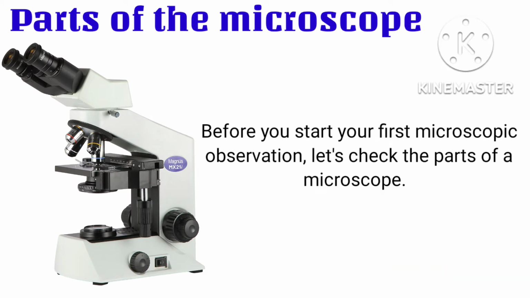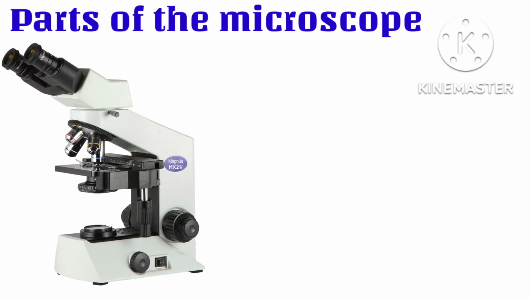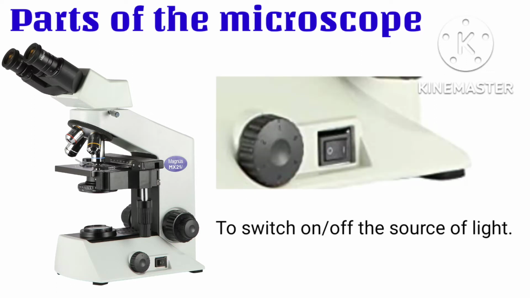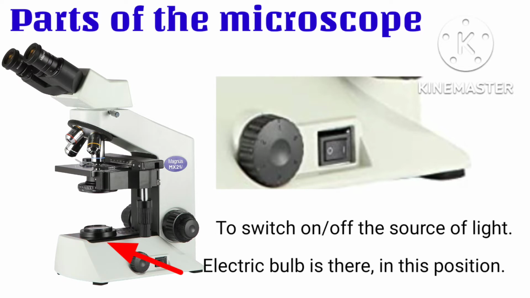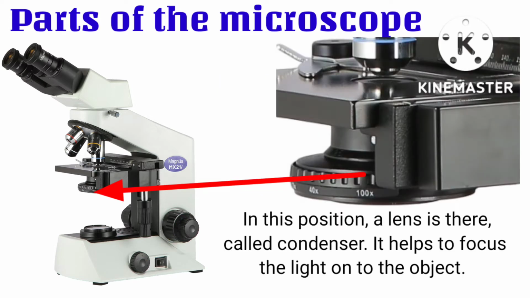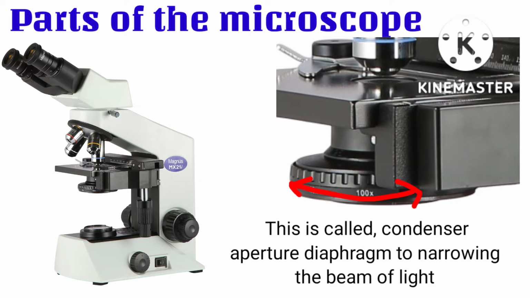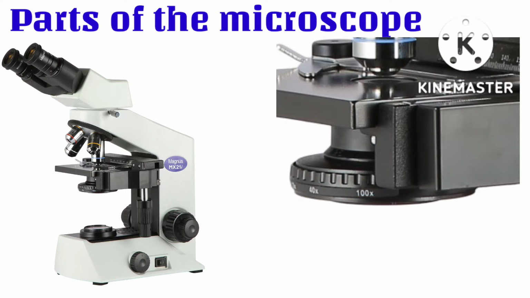First, let's have a closer look at each and every part of the microscope. This is the power on off switch. You can switch on or off the source of illumination using this. A wheel is also attached here to control the light intensity. The light will pass through this lens called condenser. The function of the condenser lens is to focus the light onto the object. An aperture is also there in this position to narrow the beam of light. The utility of the aperture will be discussed later.